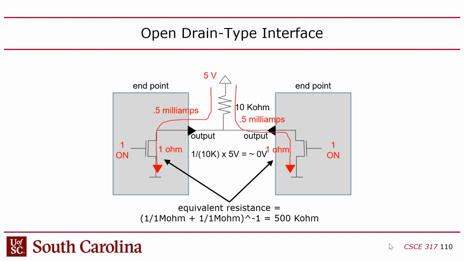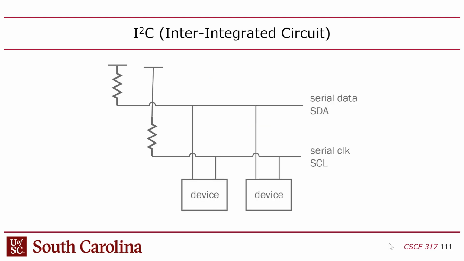We'll have a little bit less effective resistance, and we'll double the amount of leakage current coming down through that pull-up resistor. So we'll have about 0.5 milliamp going this way and 0.5 milliamp going that way, but manageable. We can deal with that. Okay, so that's basically the premise of these open drain style connections.